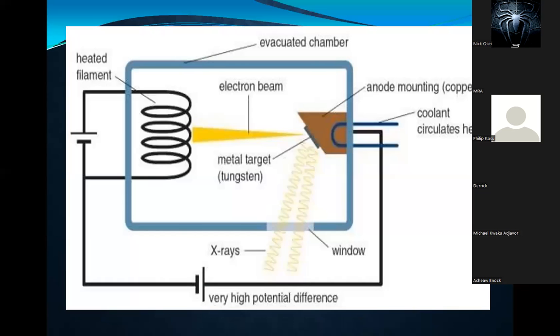Okay. So there's another diagram showing how X-rays are generated. Okay, so the heated filaments here will produce the beams. They will hit this target here, as the electron beams will hit this tungsten, as we mentioned yesterday. And then the X-rays are generated and they pass through the window. So basically, as the X-rays are coming out like this, the patient will be at this point, and then the film will be behind the patient at this point, something like that.